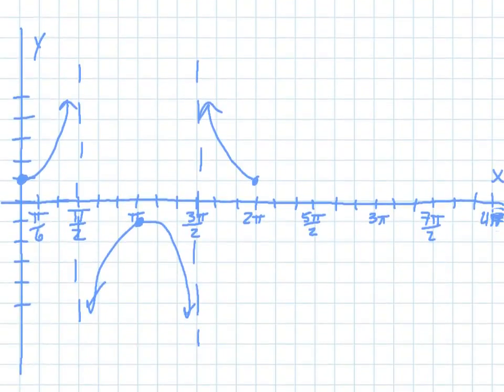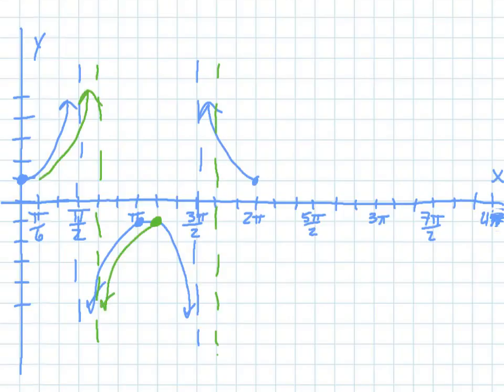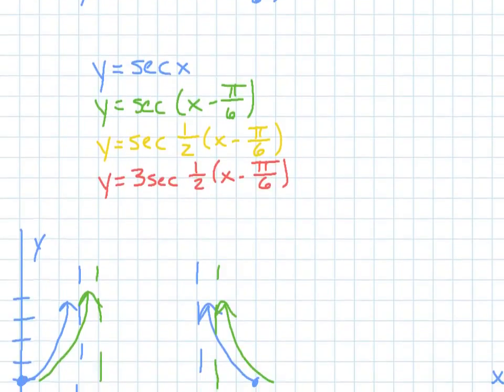So that means I'm moving everything to the right, pi over 6. So that means this value's pi over 6 over. All my undefined lines move over a value of pi over 6. That moves over pi over 6. 3 pi over 2 moves over pi over 6, and then that moves over pi over 6. So then we get a picture that looks like that. Okay? So that one's moved.